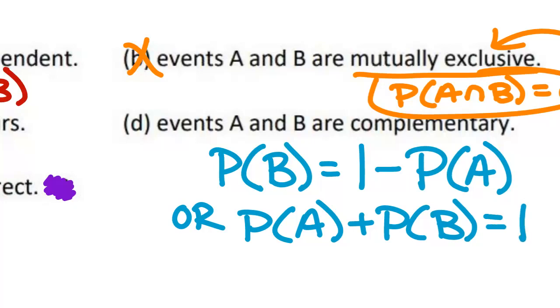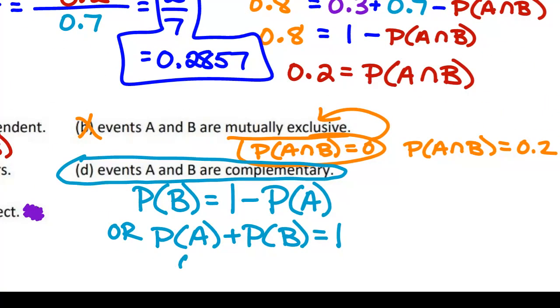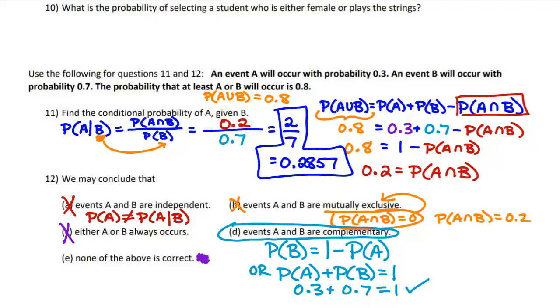Is that true? Yes. That one is true, because we have 0.3 plus 0.7 equals 1. All right, 14 was the next one, right? Okay.